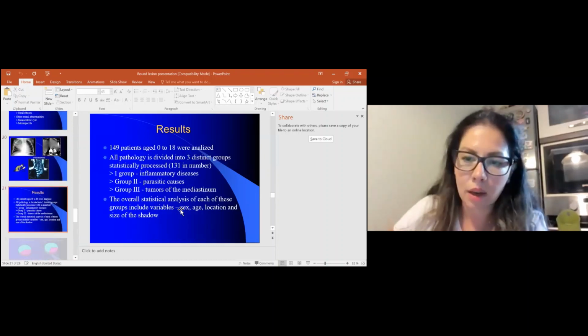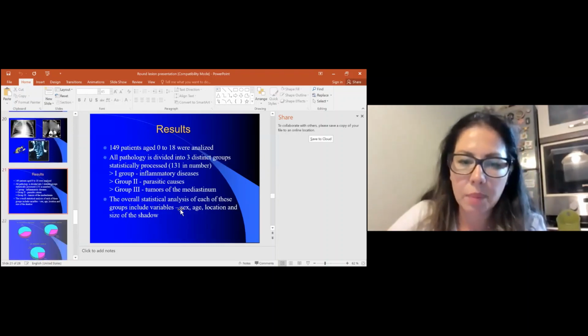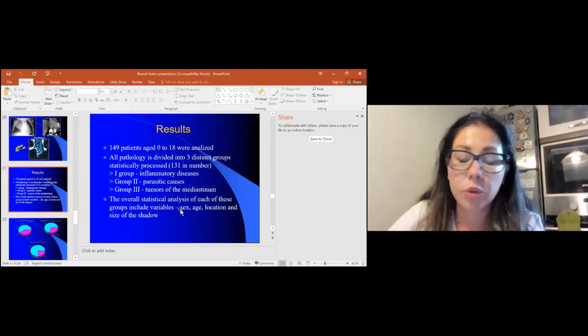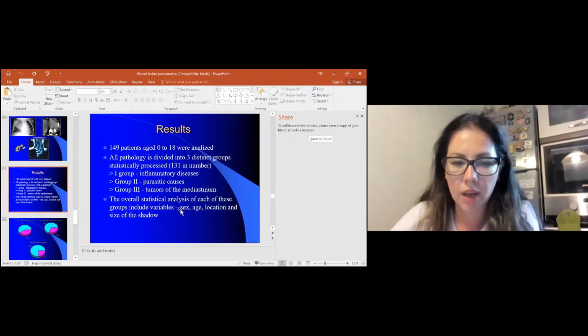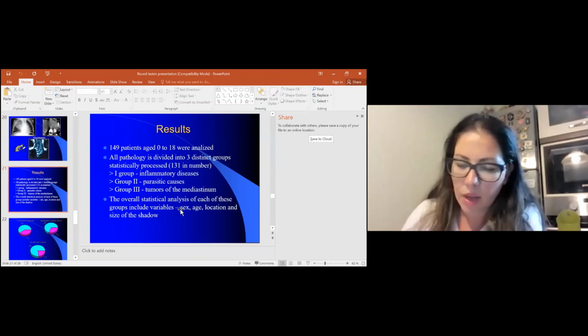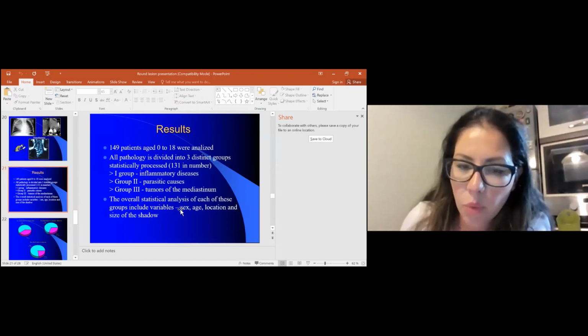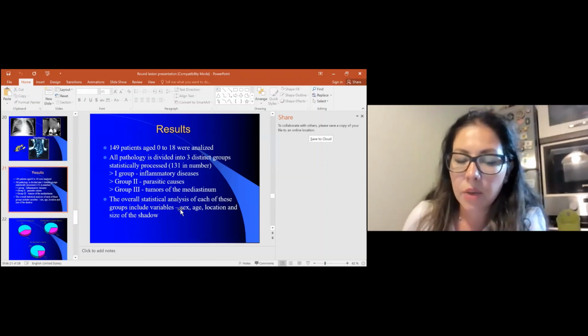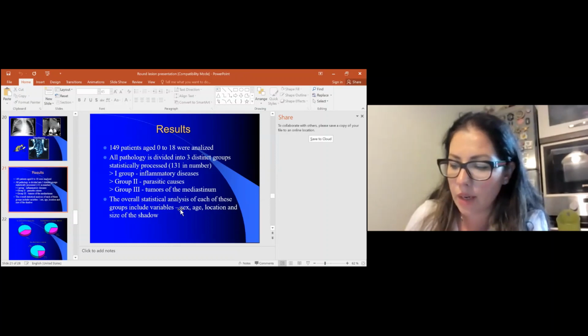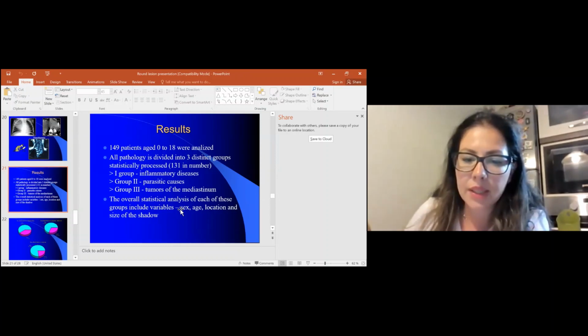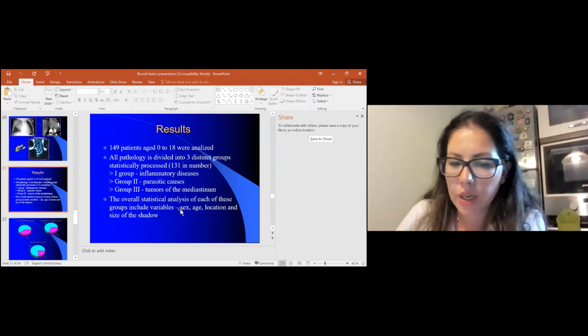Results of this study: 149 patients aged 0 to 18 were analyzed. All pathologies were divided into 3 distinct groups, statistically processed, 131 in number. The first group, inflammatory disease, the second, parasitic, the third, tumors of the mediastinum. The overall statistical analysis of each includes variables like sex, age, location, and size of the shadow.